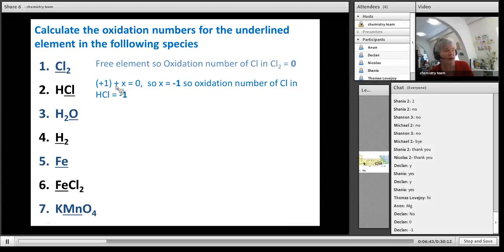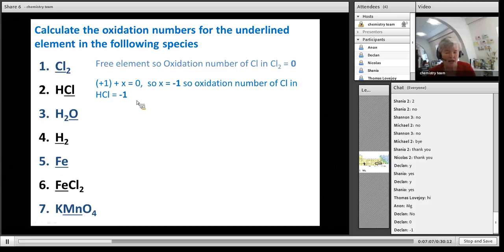So there's my hydrogen, and X for my unknown. If I work it out, take the +1 to the other side, it becomes -1. Now do you notice how I've written this out? I've said the oxidation number of chlorine, or Cl, the element, in the species HCl is -1.